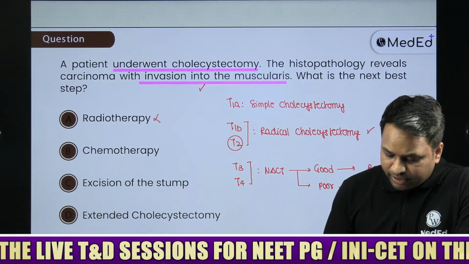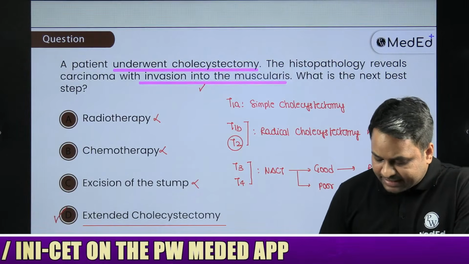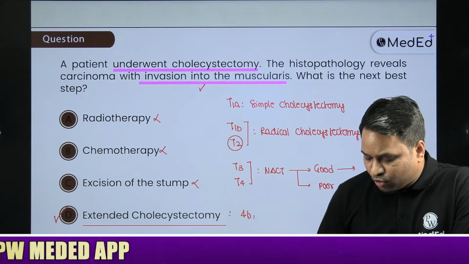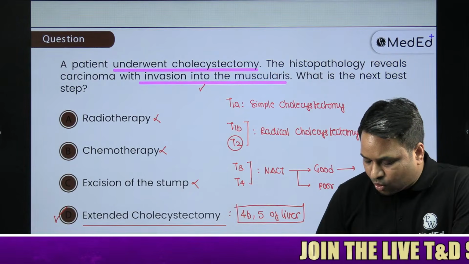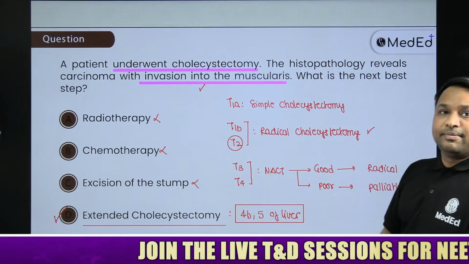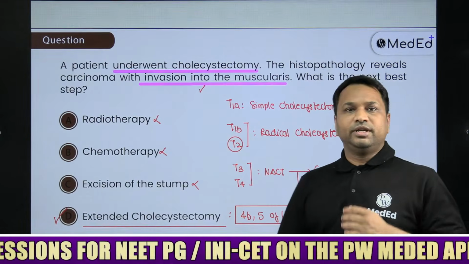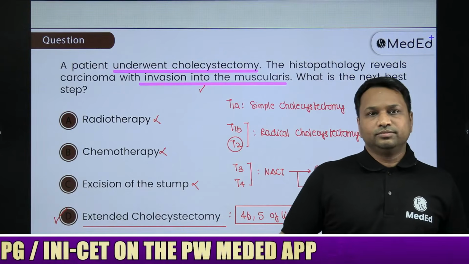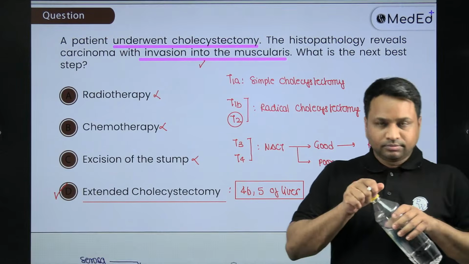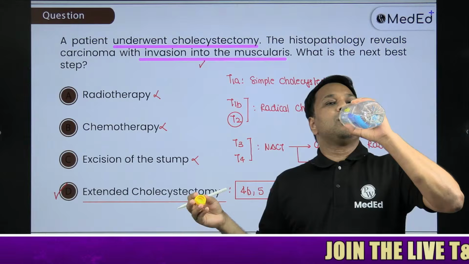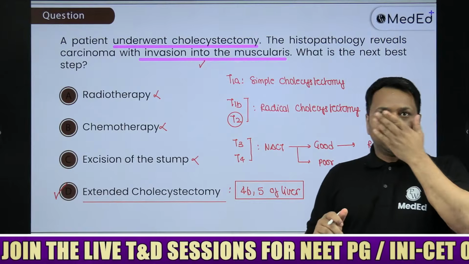What is the next step? Not radio, not chemo, excision. It is an extended cholecystectomy, also called as radical. When I say extended, what are you going to remove? You are going to remove segment 4B and the segment 5 of liver. This is what we call as an extended cholecystectomy. So what did you extend into? The segment 4B and the segment 5 of the liver. That's the extension that you're looking for. Clear? Clear, guys? ठीक है? That is a gallbladder carcinoma.